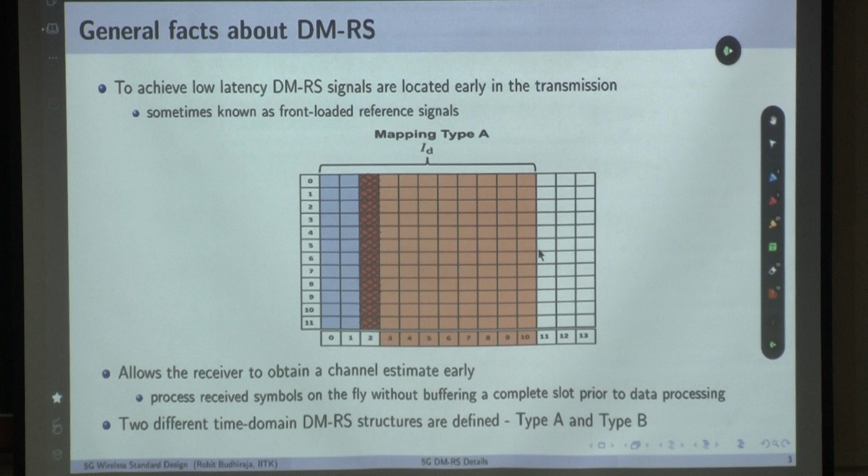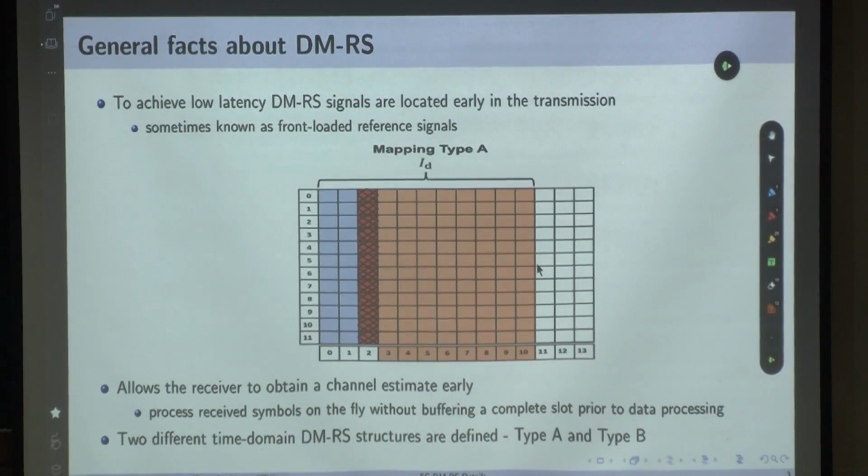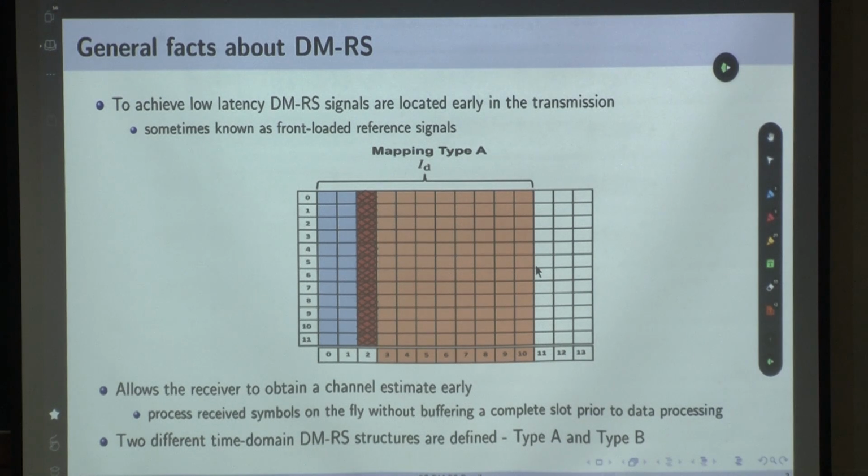Now there are two different time domain DMRS structures defined, and they are type A and type B. I'll explain what type A and type B are. Each one of them has its own use. We are getting into the details of how DMRS are defined. We just know as of now how to use them; how they are defined and why they are defined, we are starting to see that.